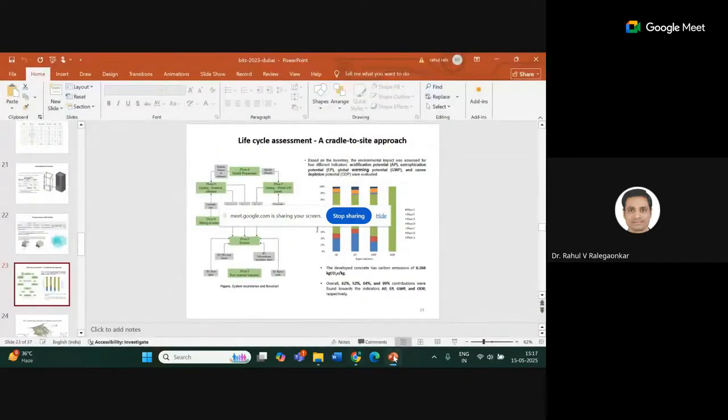So how do we report the output? That is again important. So just wanted to showcase few things here.